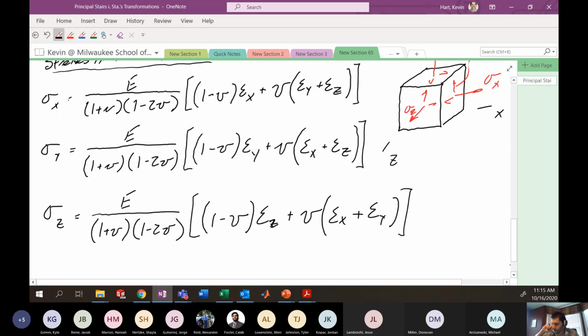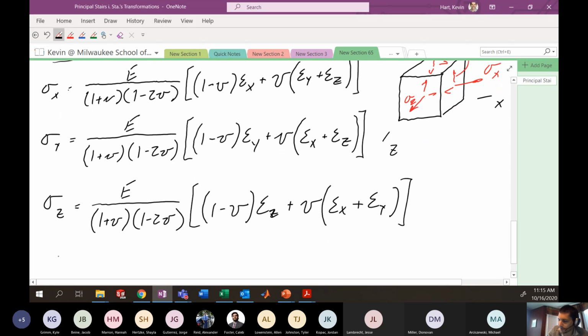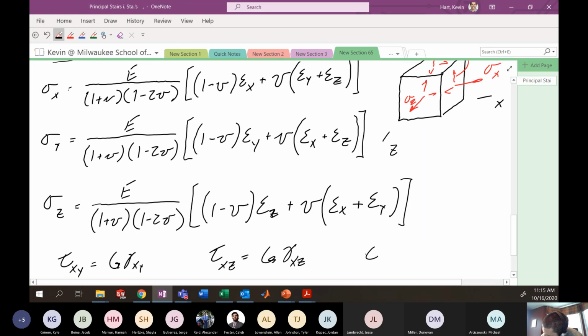All right, so those are the normal stresses in terms of the normal strains. But we could also have shear stresses. These ones are easier, fortunately. Sorry, should be Y. All right, so those are stresses written in terms of strains. So if you know the strains, you can calculate the stresses with these equations. This would be useful if, let's say, you had a strain gauge on your piece, okay?